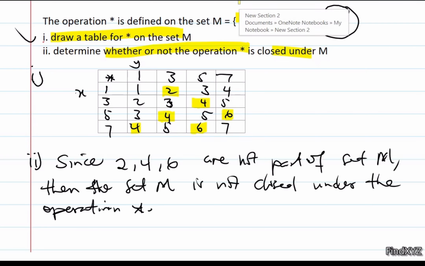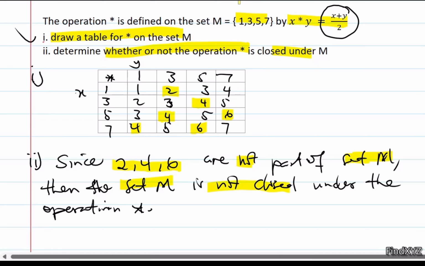So based on the premise, or based on the observation, we can conclude that 2, 4, and 6 are not part of set M. Then we can say that since they are not part, set M is not closed under the operation star. So we just need a premise. We just need elements that are not in the set, and we'll base on that premise to draw our conclusion.